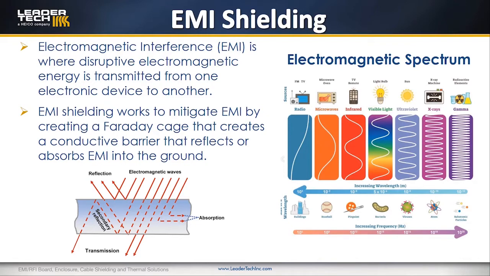If you look at the chart of the electromagnetic spectrum, we're looking at primarily the radio and microwave zone, just below the spectrum of infrared and visible light. The goal of EMI shielding is to mitigate this interference by creating a Faraday cage around the affected component. The total reduction in the signal is a combination of reflection loss within the Faraday cage and absorption loss actually within the material of the shield or cage itself.